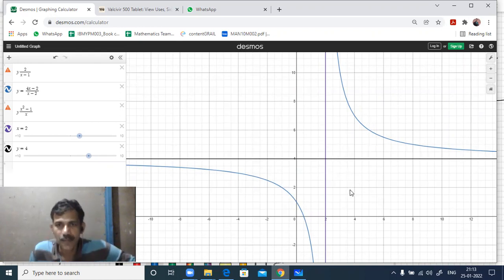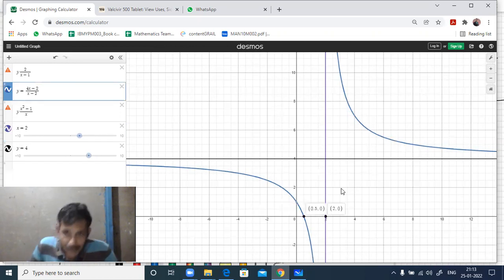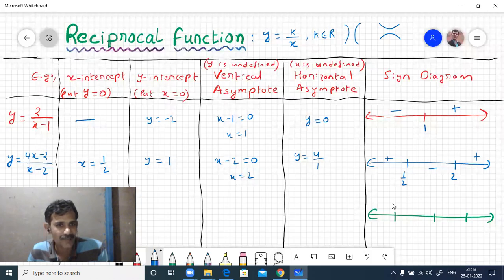And to tell the nature, first the critical point is 2. When you are approaching from the right side, y is positive, see here. And between 2 and the x-intercept, half, the y values are negative, minus sign. After half, y values are positive. So this sign graph will tell the sign, it will decide the sign.